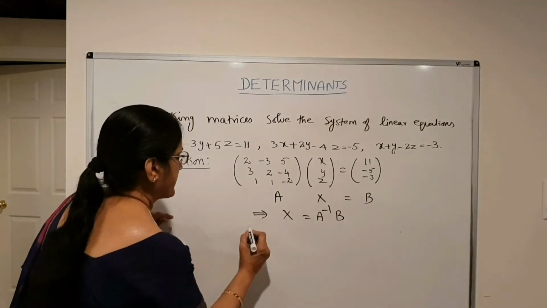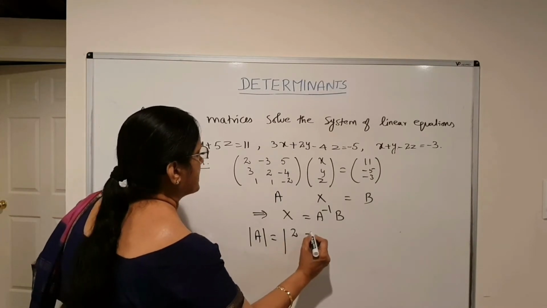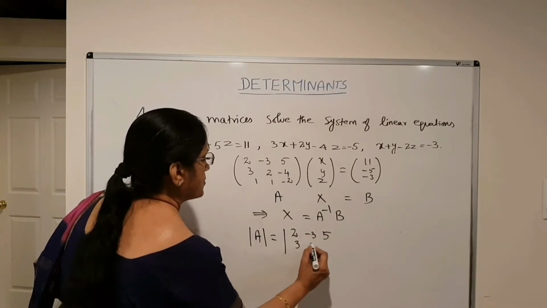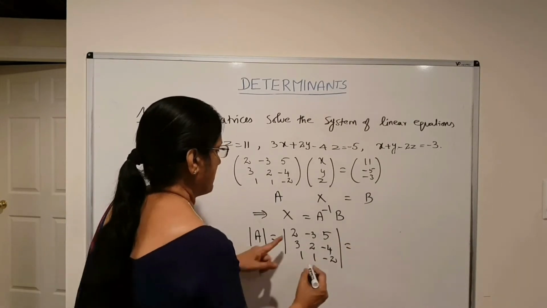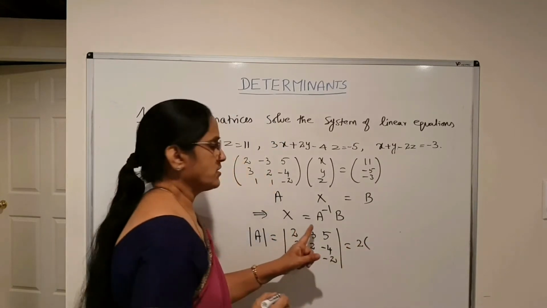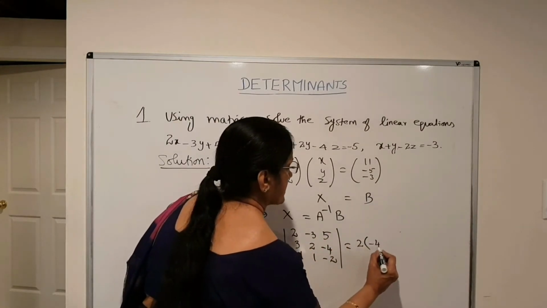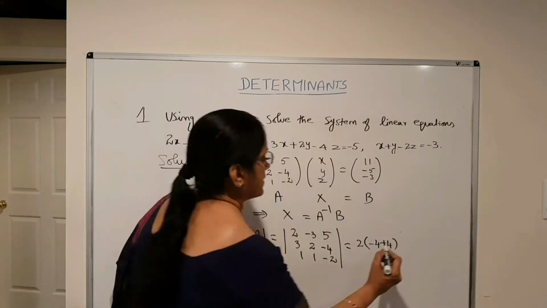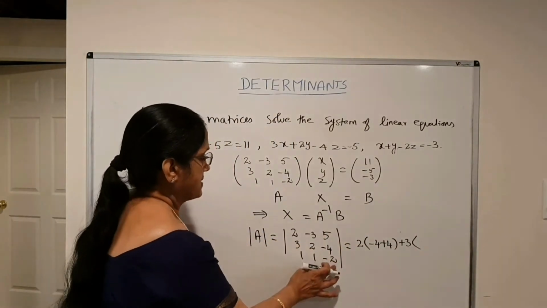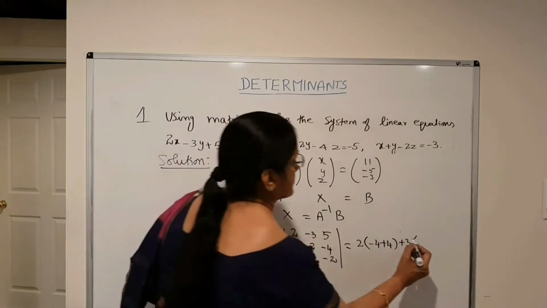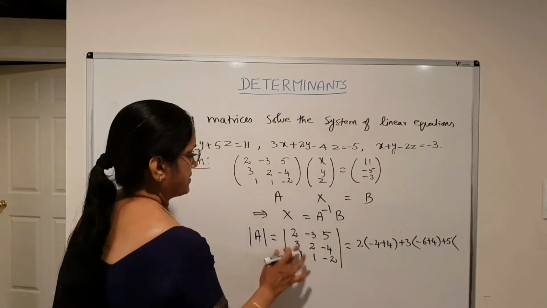Now let me see. Determinant A is going to be determinant 2, minus 3, 5, 3, 2, minus 4, 1, 1, minus 2. Now I am expanding it through the first row. 2 into minus 4 plus 4, then plus 3 into, leaving the first row and the second column, minus 6 plus 4. Then plus 5 into 3 minus 2.